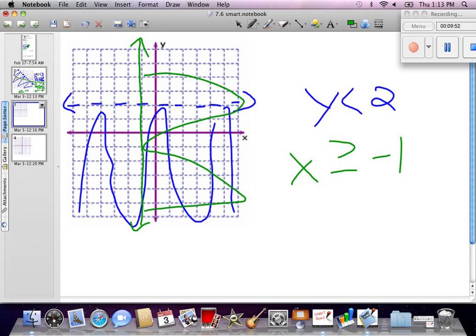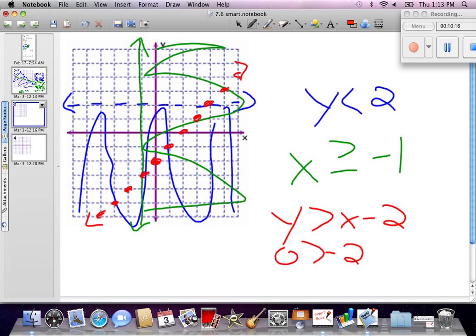And then my last one, I've got y is greater than x minus 2. So I'm going to put my first dot at negative 2. I'm going to go up 1 over 1, up 1 over 1, and it's dotted because it's not underlined. Okay? To shade, is 0 greater than negative 2? So I'm going to shade it on the top because that's where 0 is.